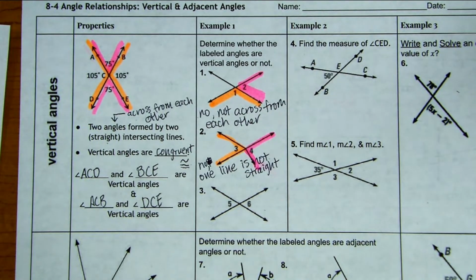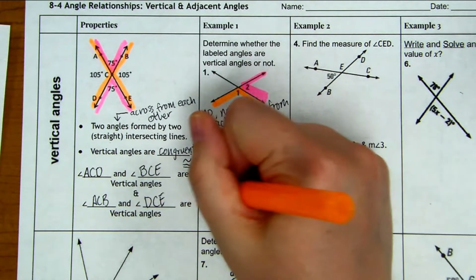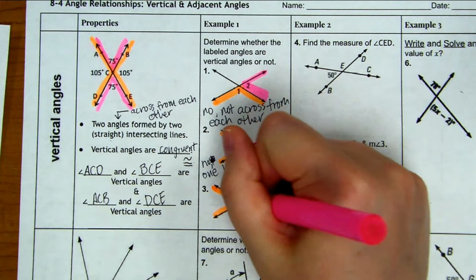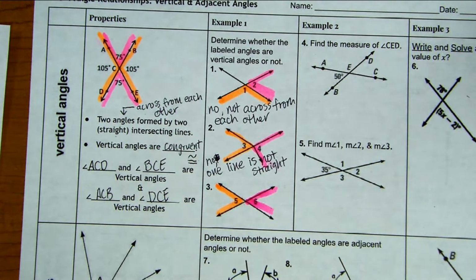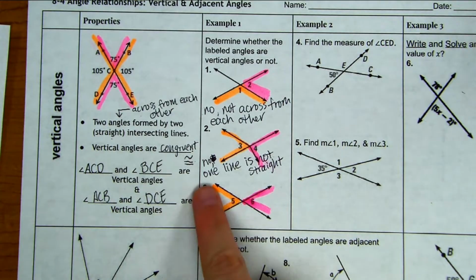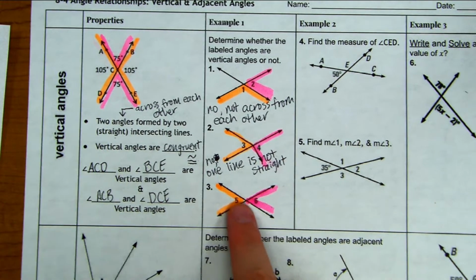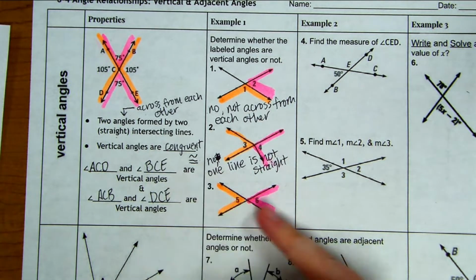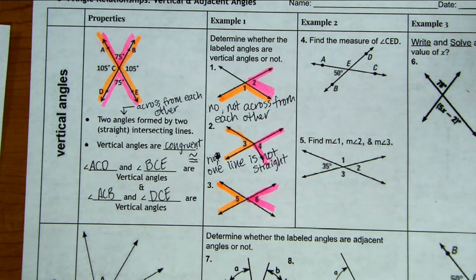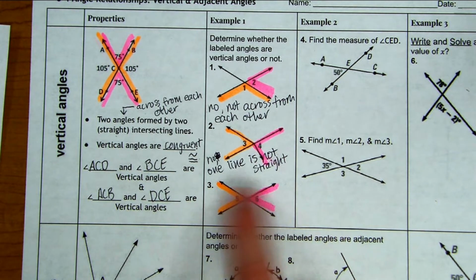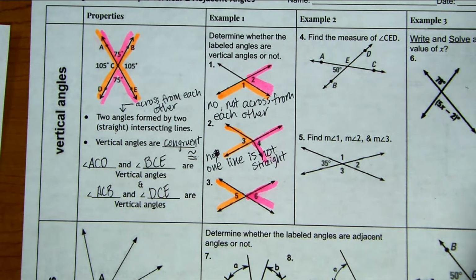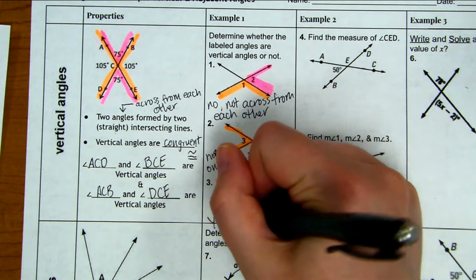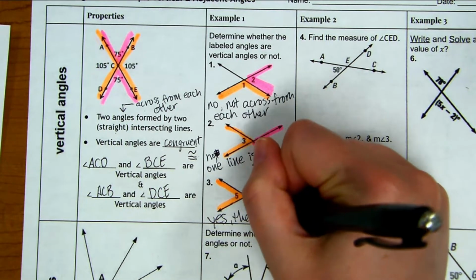And if we look at our final example here, we can see we have angle 5 over here and angle 6 over here. If I'm looking at the sides of the angles, I can see that this side of angle 5 extends to create angle 6. This side of angle 5 extends to create angle 6. So these are formed by two straight intersecting lines. And these angles are directly across from each other. So yes, these are vertical angles.